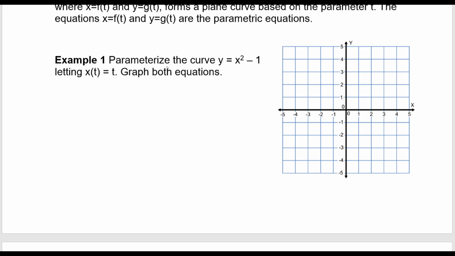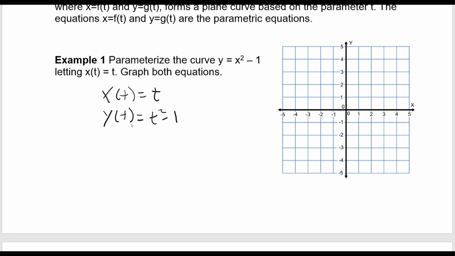So parameterize the curve y equals x squared minus 1, letting x of t equals t. I'm going to graph both sides. I am going to admit that this is a little bit the lazy way, just saying x of t equals t. We could make it more interesting as we go on with this. Like what if we said that x of t is the square root of t, so that t is x squared? That makes something different. But if we go with x of t equals t, then our y of t, putting the t in place of x up here, is going to be t squared minus 1.